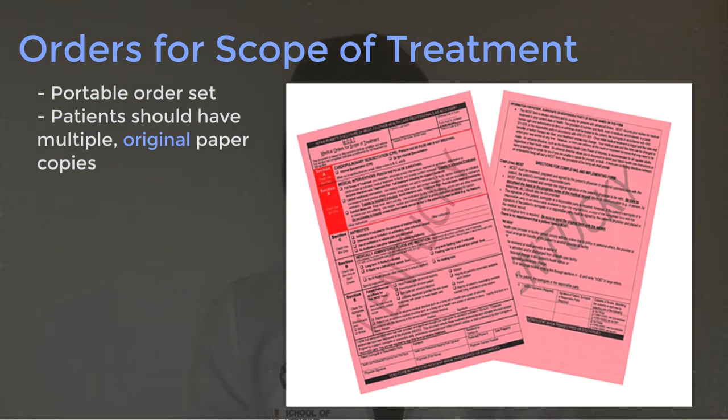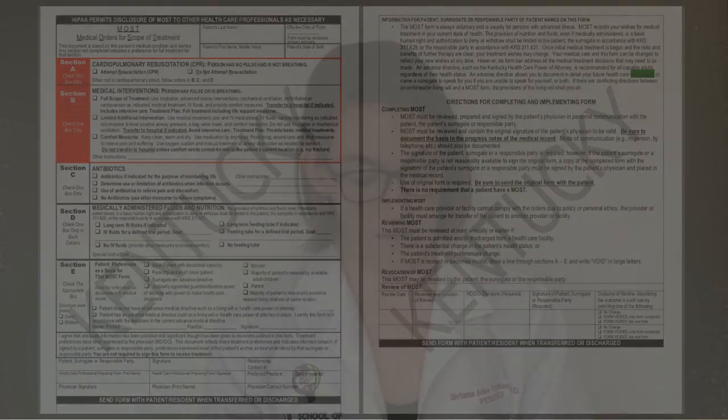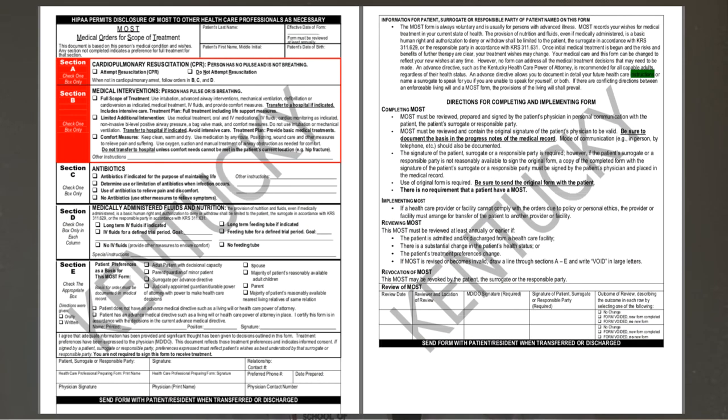When you're filling out the MOST form, as you can see that there are multiple sections that need to be filled out, although only section A is a necessary section on this form, which includes CPR, whether a patient wants to attempt CPR or do not attempt CPR. Patients need multiple copies of this form filled out.